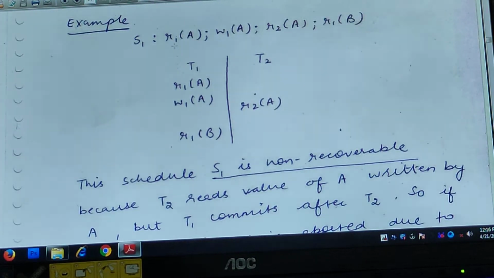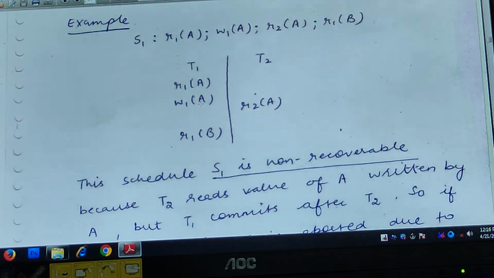Because the first operation is performed by T1, we have written it under T1, then W1A. Then T2: we cannot start R2A from here because R2A has occurred after W1A. It means T2 is reading the value of data item A after T1 has written it. That's why I have written R2A here, not there. Then we have R1B because it has occurred after this.